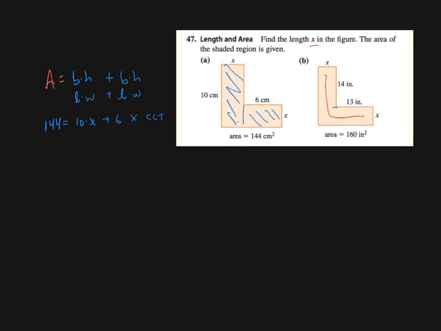For part B, I'll just do it like this. These two rectangles like that. So again, area is going to be equal to a base times height plus a base times height. So I have 160 is equal to 14 by x. And on this other one, it's slightly different. This was 10, and this was x, and this was 6, and this was x. But here I have something just a little bit funnier.